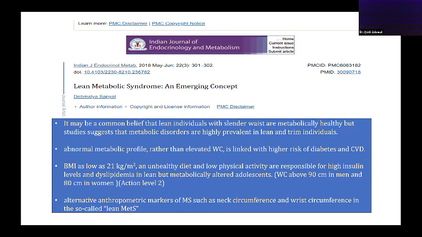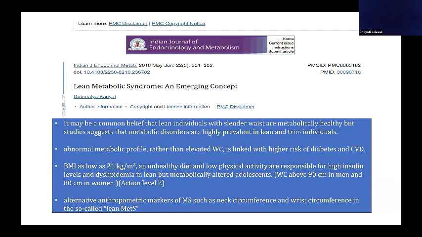I just want to add, Vinaya madam, that not only the visceral fat, but there are other studies suggesting that lean metabolic syndrome, where even the visceral fat is not more, the BMI is not very high, the waist circumference is not very high, still the studies suggest that metabolic disorders are highly prevalent in lean and trim individuals as well. Abnormal metabolic profiles you can see in lean patients also, though the waist circumference is not very much elevated, and is linked with a higher risk of diabetes and CVD.